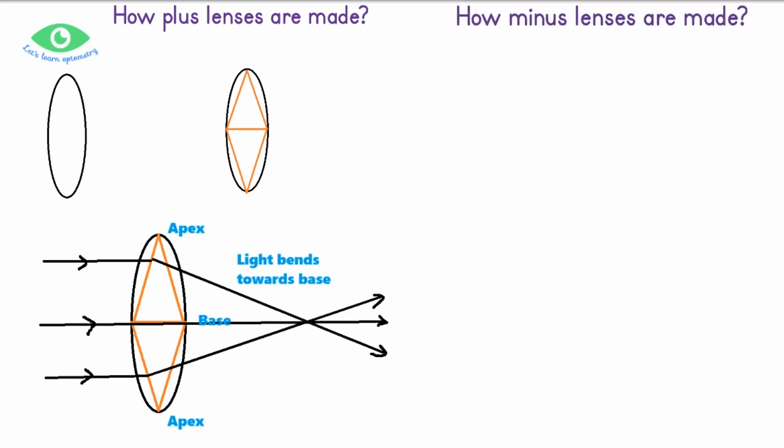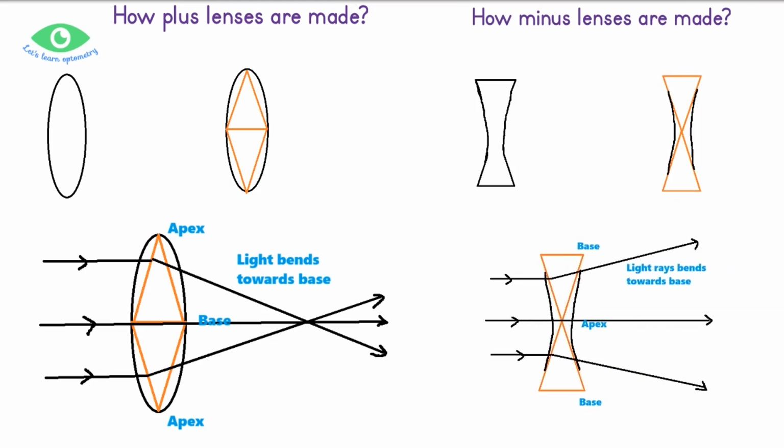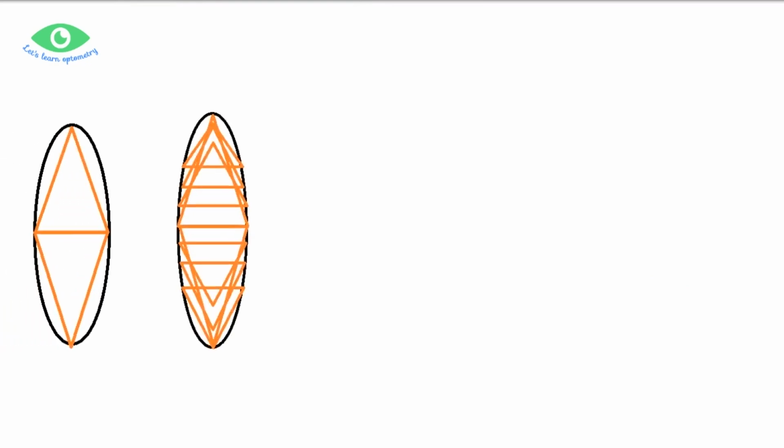How minus lenses are made? Minus or concave lenses are made with the apex to apex prism arrangement. Because prisms bend light towards their base, light rays entering the lens are bent outward, they spread apart and diverge. But in reality, a lens is not just made from two prisms, but made from multiple small prisms formed by the curvature. These tiny prisms cumulatively bend light to converge or diverge.